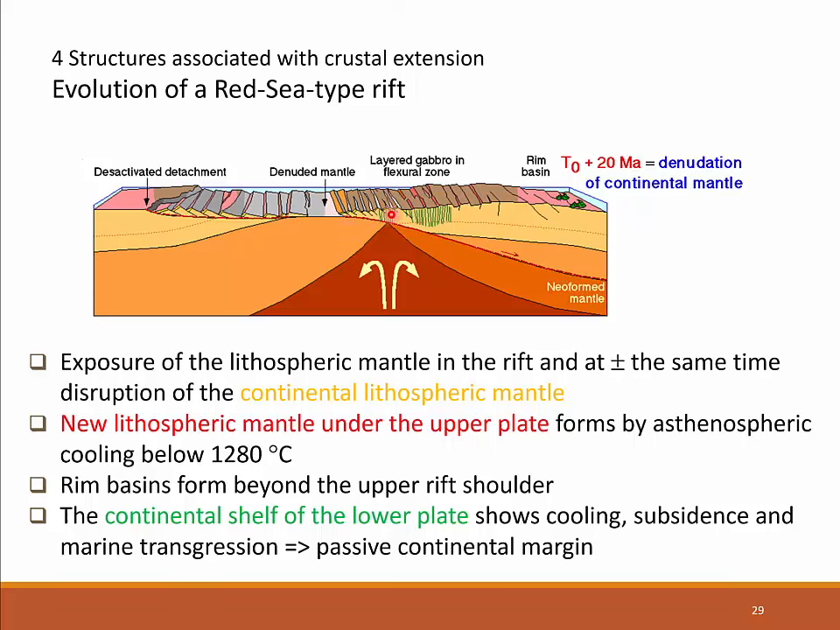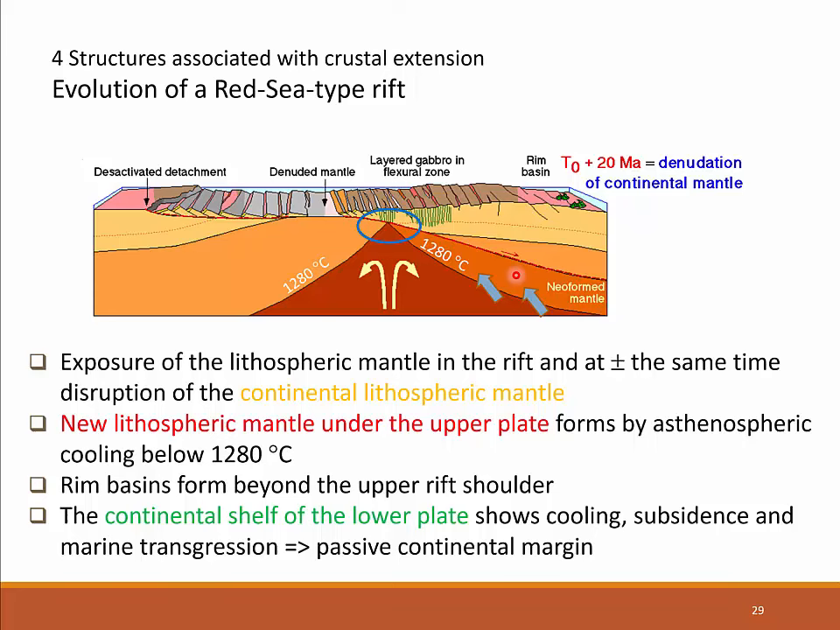A little bit further here underneath the upper plate, we find the main center of heat input, decompression melting taking place, and probably quite active volcanism in this thin wedge of the upper plate. Then we see here an area underneath the upper plate where we have neoformed lithospheric mantle, and that is not because of the generation of new material or new mantle material.